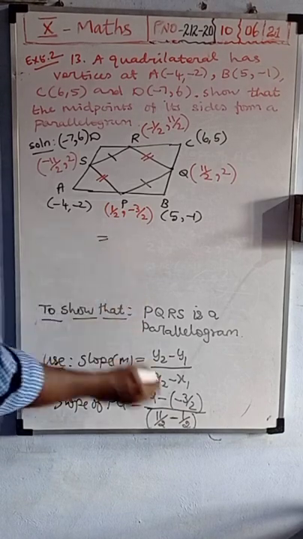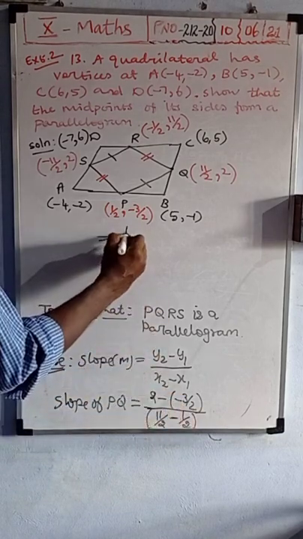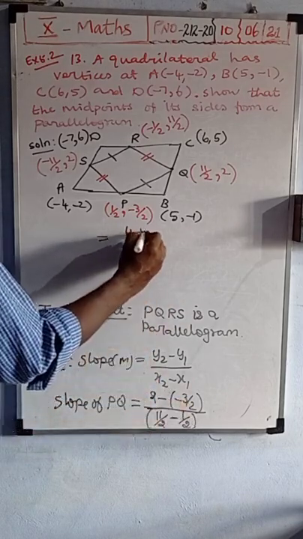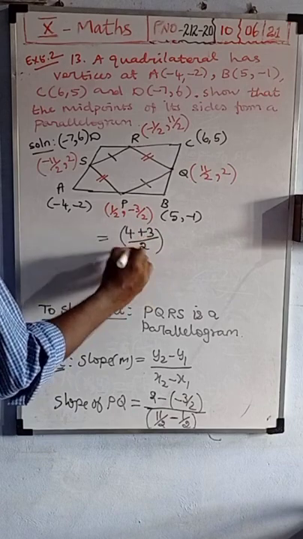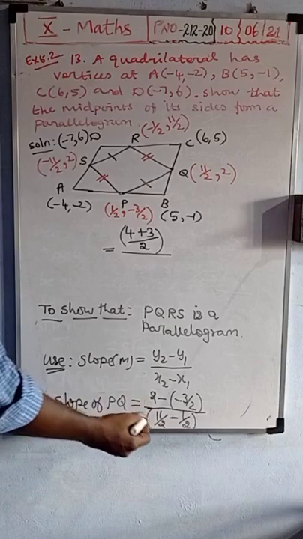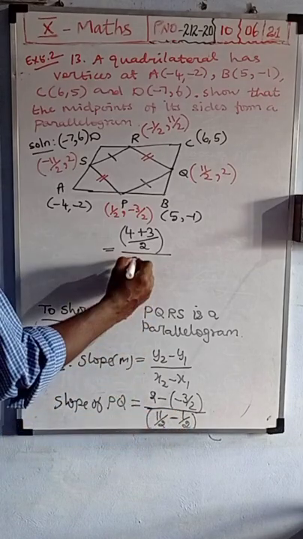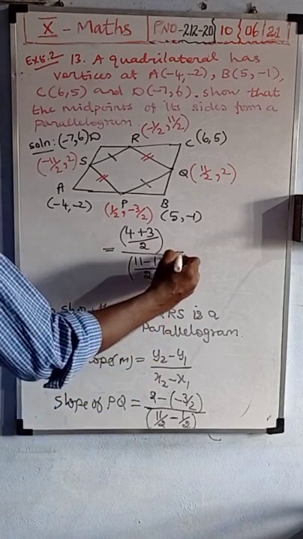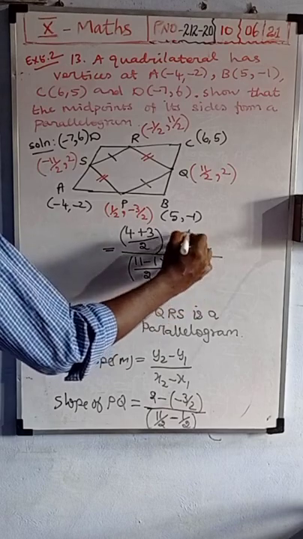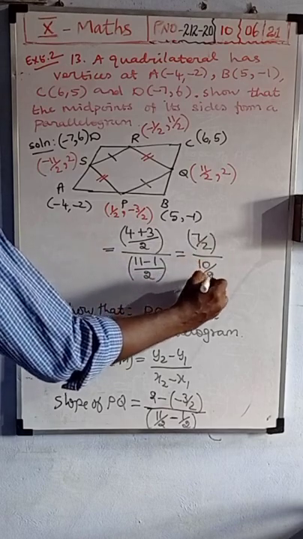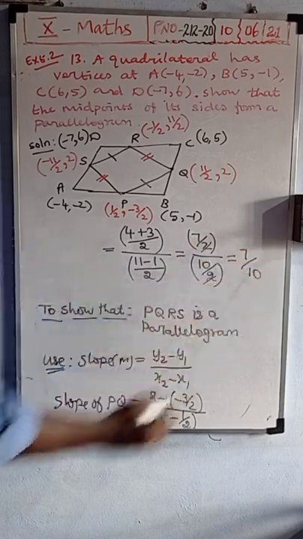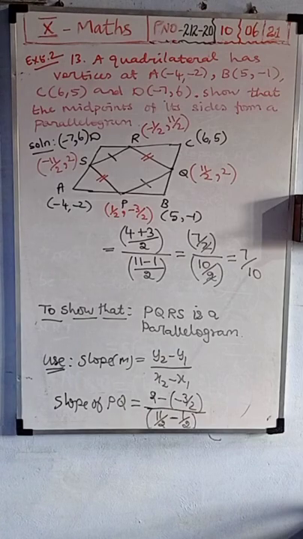2 minus into minus is plus. Here the numerator has no denominator, so take 2 as the LCM. 2 twos are 4, 4 plus 3, divided by 2, then whole divided by 11 by 2 minus 1 by 2. Same denominator, so 11 minus 1 divided by 2. We get 7 by 2 divided by 10 by 2. The 2s cancel, so we get 7 by 10. This is the slope of PQ.